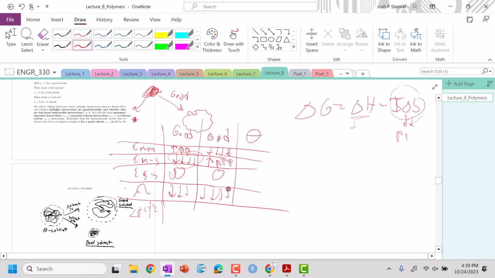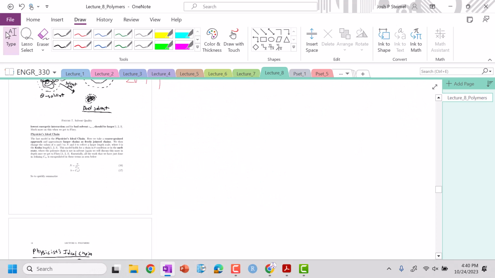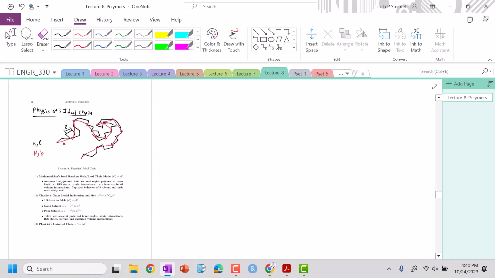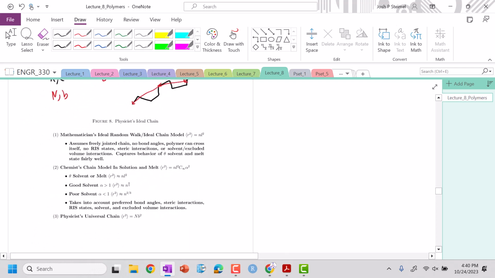Finally, theta solvent. In a theta solvent, I'm not going to swell, I'm not going to collapse. The monomer and solvent are effectively equivalent. The monomer thinks this is a monomer, the solvent thinks this is a solvent, it's the same. So basically my delta H is effectively 0, and I'm just going to look to maximize my number of entropic states, my number of microstates. So this is fantastic. Now, what that leads to is this scaling here.